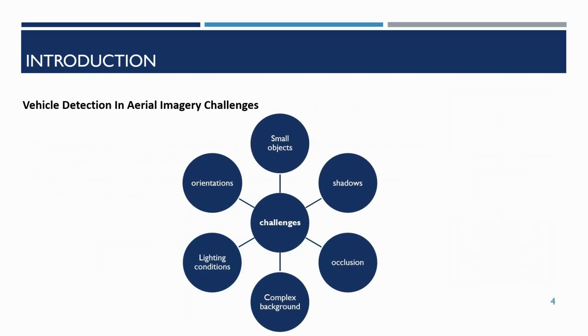Despite all of its benefits, detecting vehicles in aerial imagery has its own challenges, including objects appearing very small, many shadows and occlusions, and complex backgrounds which could lead to the objects being mixed up with the background, lighting conditions such as different weathers, and different orientations and altitudes.